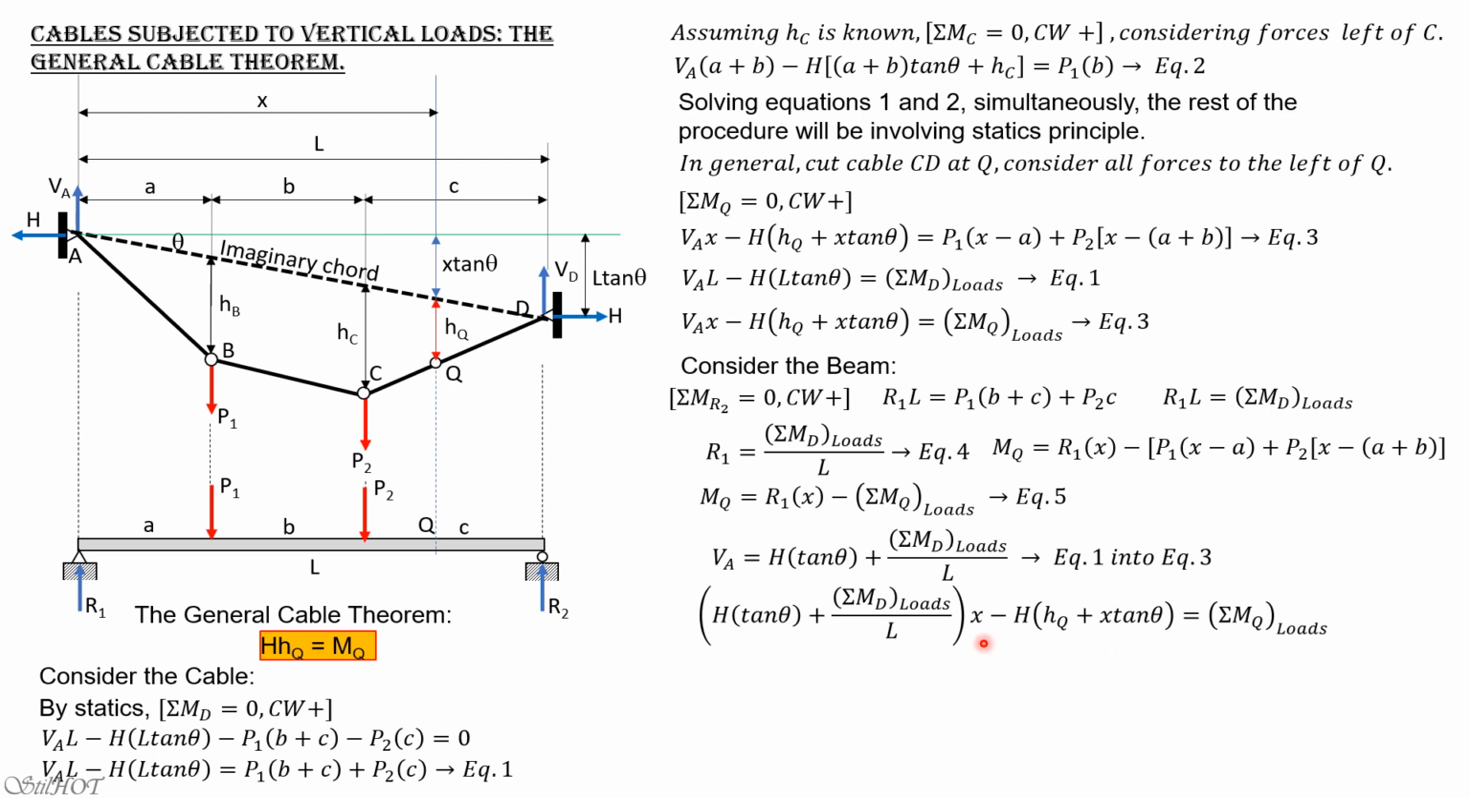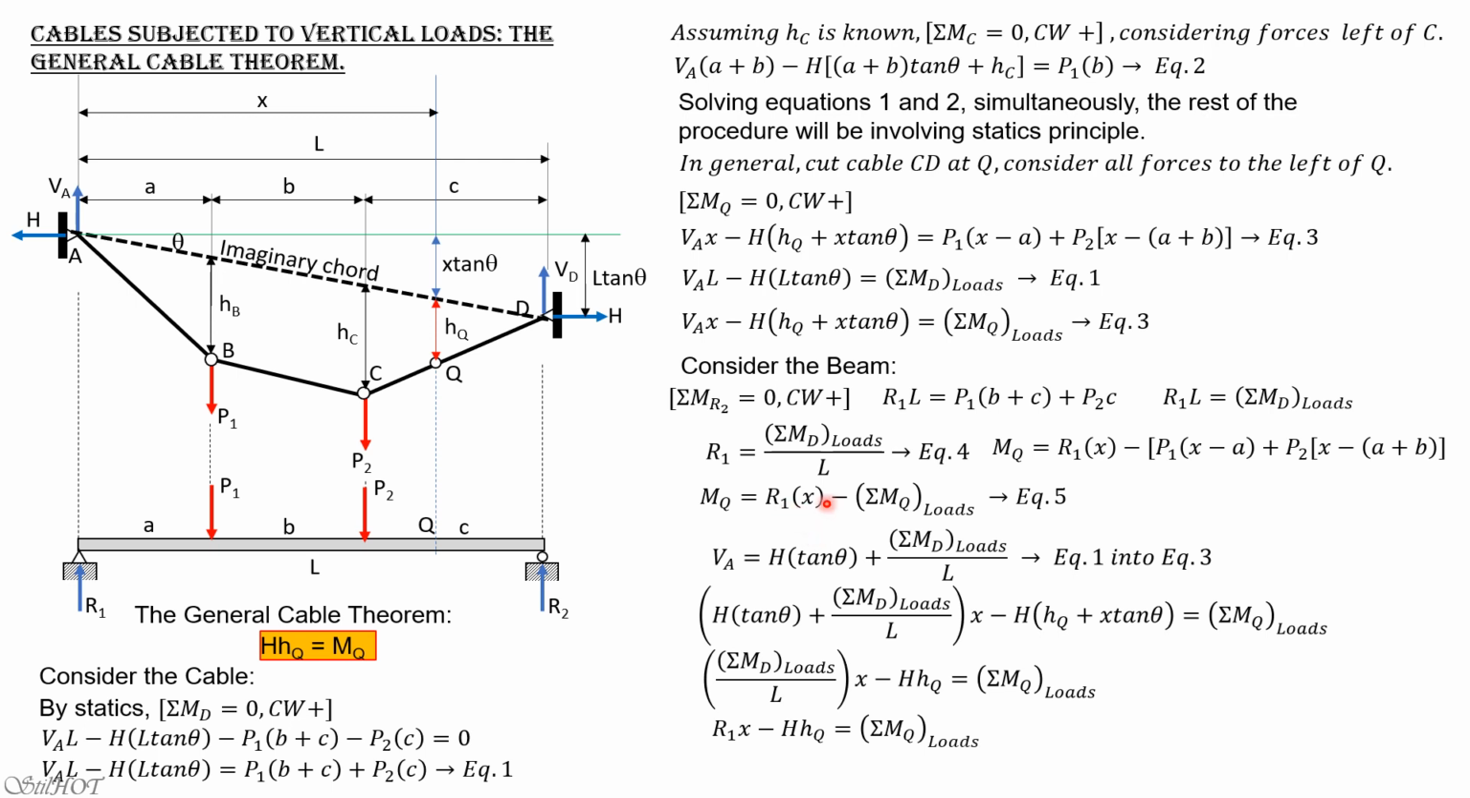Then what would be left is summation moment T due to the loads times X over L, then minus H sub Q equals summation moment Q due to the loads. So summation moment T due to the loads over L times X minus H times H sub Q equals summation moment about point Q due to the loads.